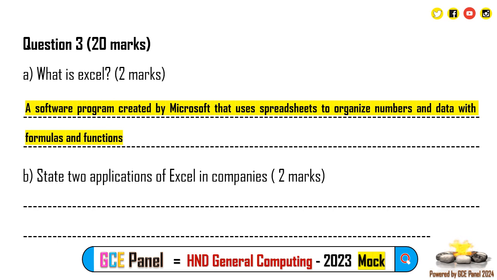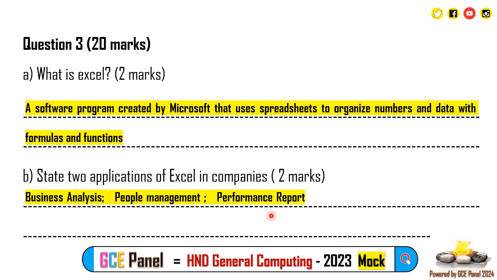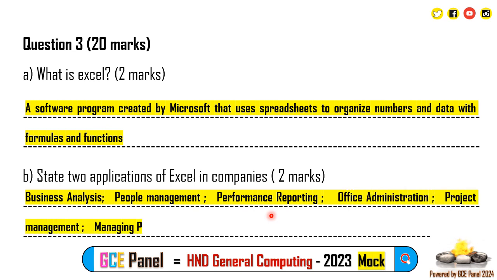State 2 applications of Excel in companies. So Excel is used for business analysis, people management, performance reporting, office administration, project management, managing programs, and so on. So that's what Excel is used for.